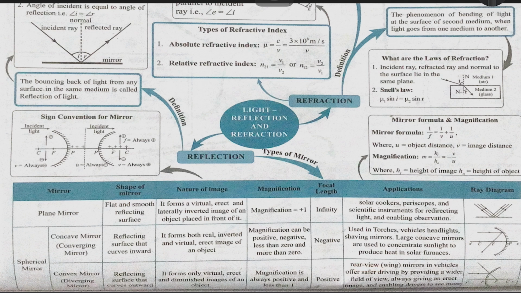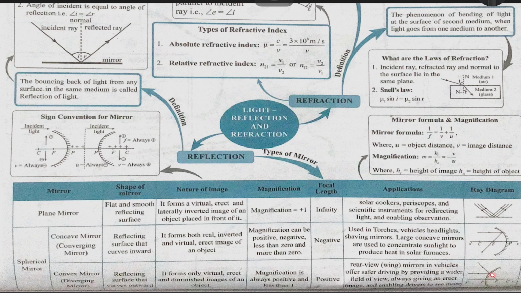Coming to the applications. It is used as a rear view mirror, that is nothing but the wing mirrors in our vehicles. For safer driving, it provides a wider field of view. It always gives an erect image and enables the driver to see a clear image, but it will be smaller in size. That is why the magnification is always less than 1.